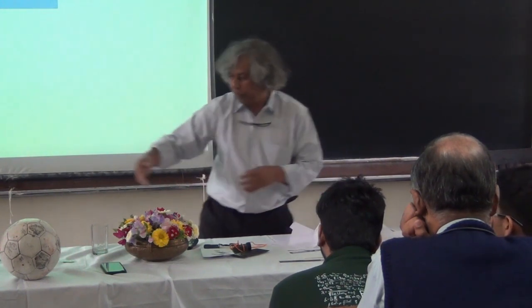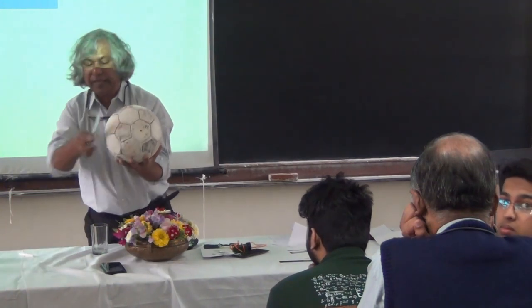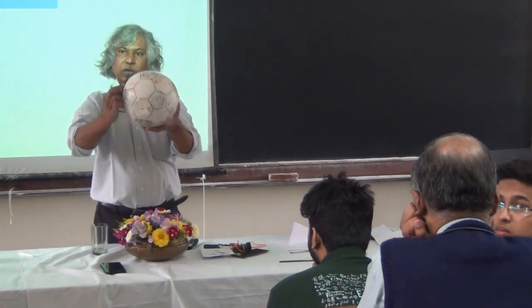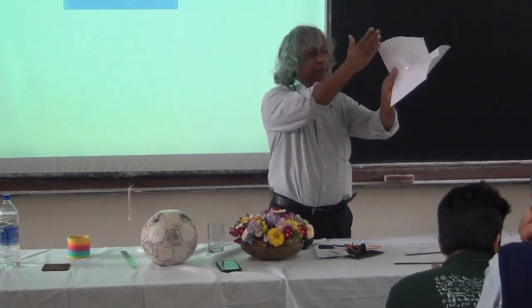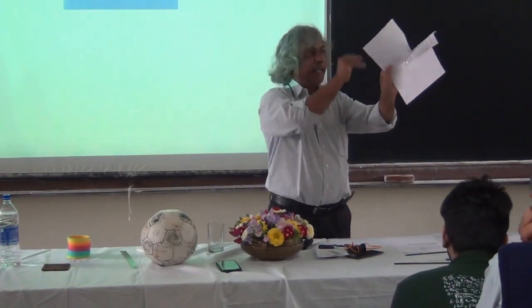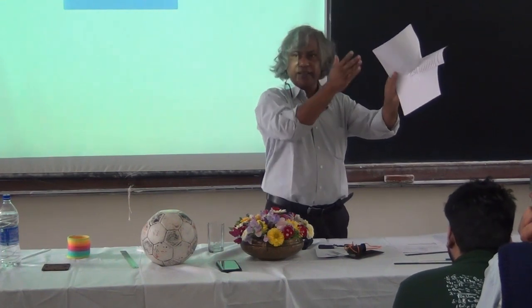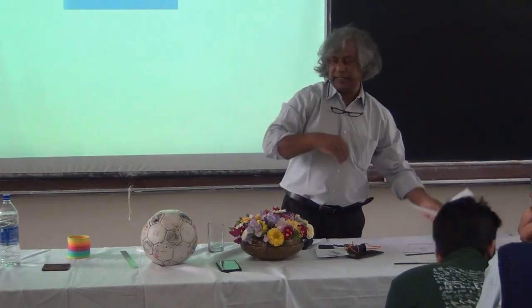You also notice that for the ball, if I make a tangent at some point, like this, the ball is on one side of the tangent. Whereas for this one, if I take a tangent at any point, it's on both sides of the tangent. I can't really draw a plane through this.